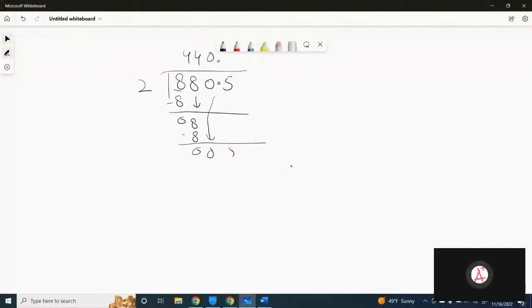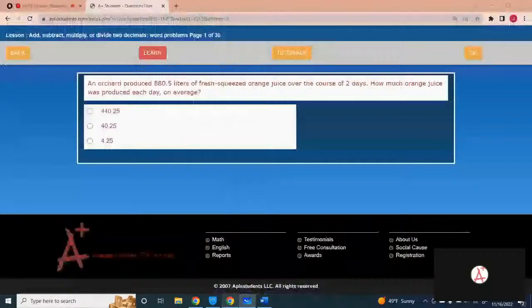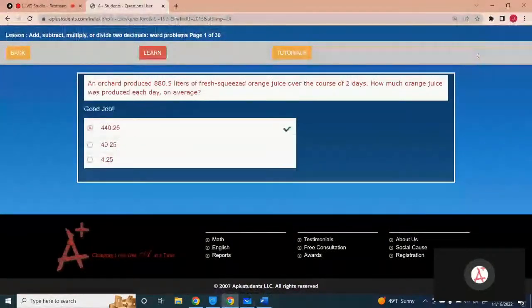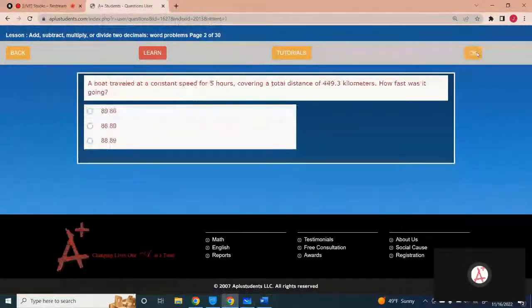Now you have 5. Just bring this 5 down. Got it? 2 times 2 is 4. 5 subtract 4 is 1. You already have a decimal point, put 0. Now you can count 2 times 5 is 10. And 10 subtract 10 is 0. Got it, everyone? It would be 40.25. That means each day the orange juice squeezed is 40.25. Got it? Just select the correct option and click on the OK button. If you have any confusion, any question, please write the question in the chat box.